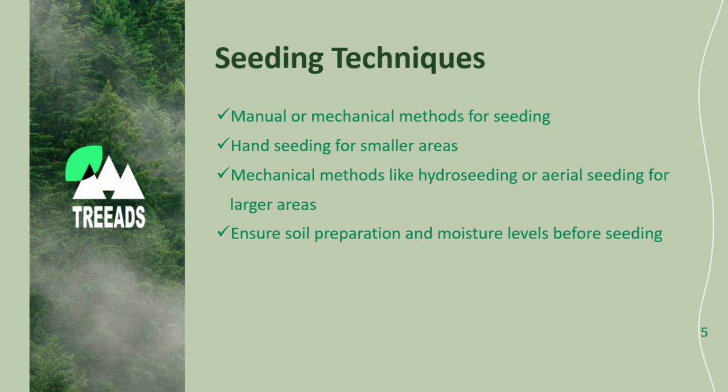As far as the seeding techniques are concerned, depending on the size of the area, you can use manual or mechanical methods for seeding. Hand seeding involves spreading seeds by hand, ensuring even distribution across the entire area. Mechanical methods like hydroseeding or aerial seeding may be more suitable for larger areas. These techniques involve using machinery or aircraft to disperse seeds mixed with a binder or soil stabilizer. Before seeding, ensure that the soil is adequately prepared and moisture levels are optimal.